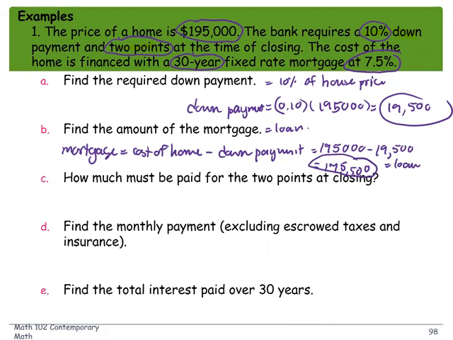Part C, how much must be paid for the 2 points at closing? Recall the 2 points mean 2% of the loan, and the loan is the amount of the mortgage, which is $175,500. So the 2 points at closing would be 0.02, which is from the 2%, multiplied by 175,500, the amount of the loan, and it comes out to be $3,510.